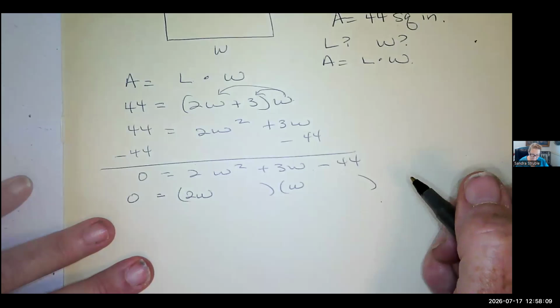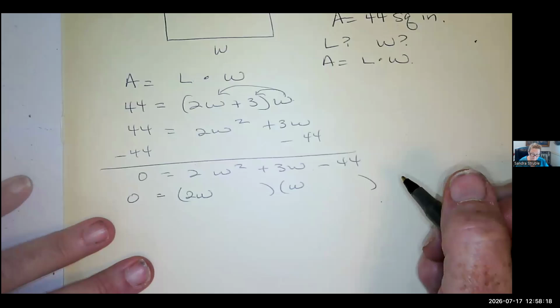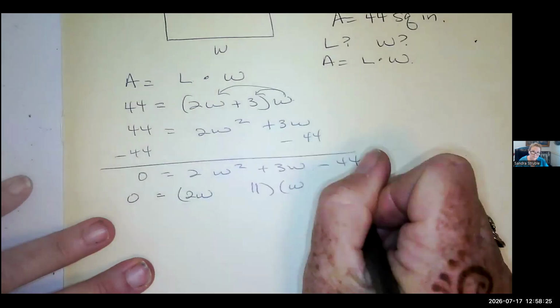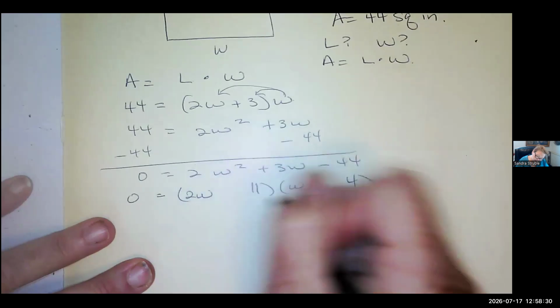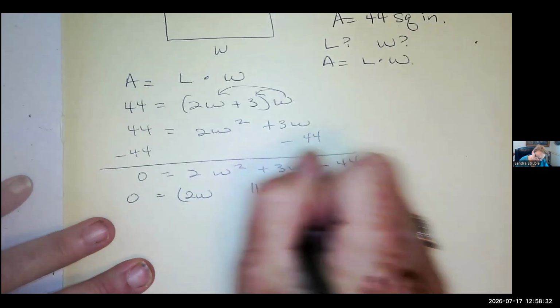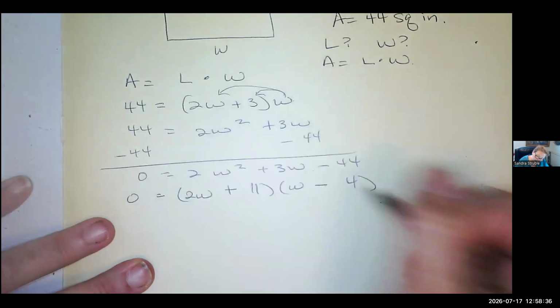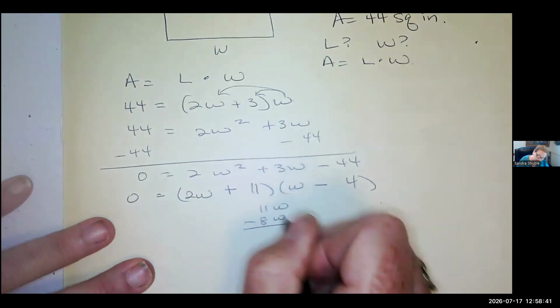Okay. 44. 22 and 2. No. 11 and 4. I think that's going to do it. 11 and 4 is going to give us 11 and 8. Yeah, that's 3. All right, I need the larger term to be positive. Check your OI: 11W minus 8W is 3W. So that worked. Set each of these equal to 0.